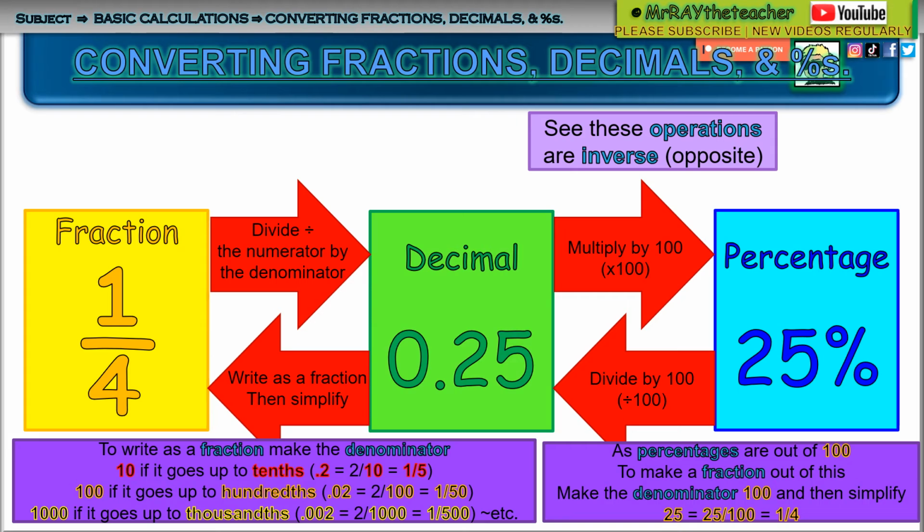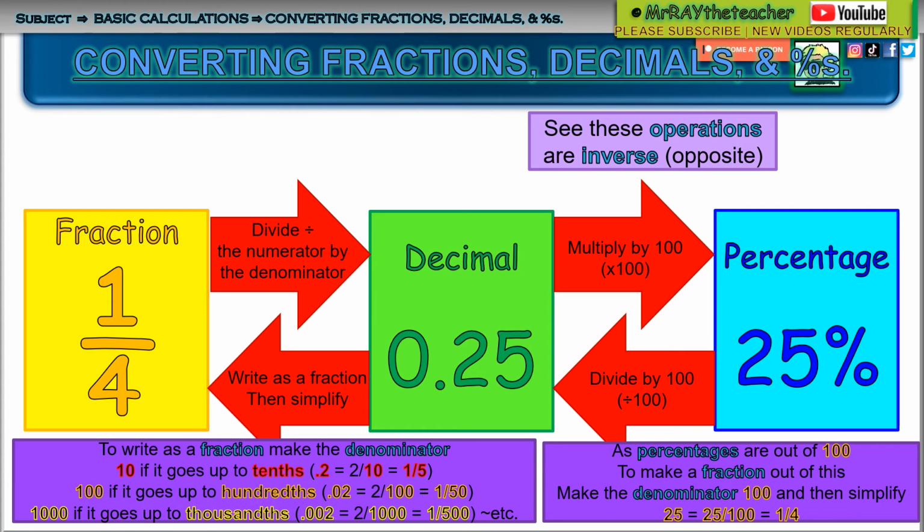And to write a fraction, make the denominator 10 if it's tenths. Here's a shortcut. 100 if it goes up to hundredths. And 1,000 if it goes up to thousandths. And so on and so forth. The box is accurate. I just had a little tongue slip there.